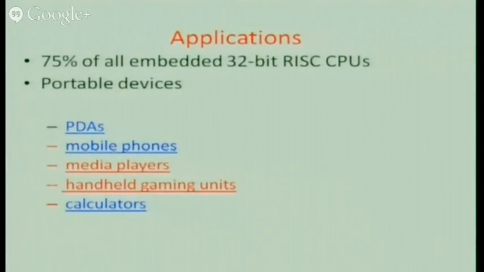After that, we have seen that your ARM 7 has a 3-stage pipeline structure, right? And ARM 9 has a 5-stage pipeline structure. ARM 7 basically follows the von Neumann type of architecture, and ARM 9 follows the Harvard type of architecture, right? These are used in portable devices like PDAs, mobile phones, media players, handheld gaming units and calculators. And besides these, there are various important features which make it so important that around 75% of applications are built around this type of ARM processor.